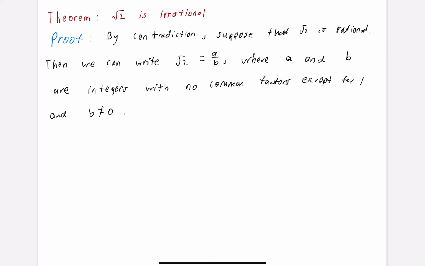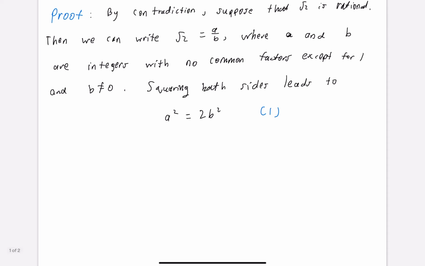Squaring both sides of this equation to get rid of the surd, we obtain a squared is equal to 2b squared. This is just simple algebra, and we'll label this very important equation as 1 for simplicity. Hence, by the definition of an even number, a squared is even.